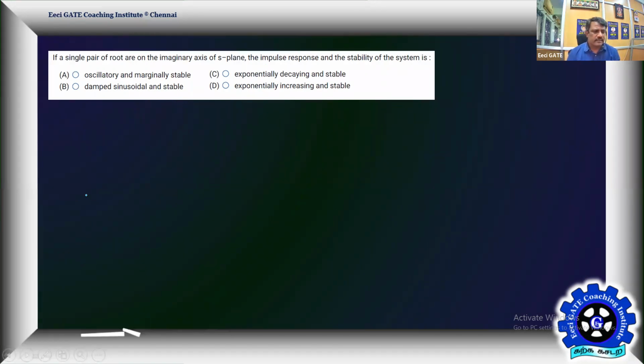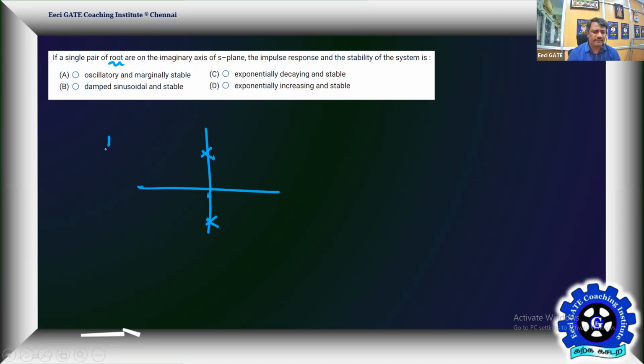That's from control systems. A single pair of roots are on the imaginary axis of the S plane. What about the impulse response and the stability? So that means it's a control system problem. We have poles on the imaginary axis.